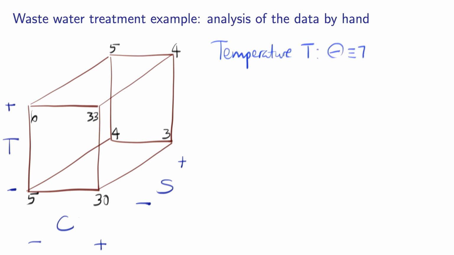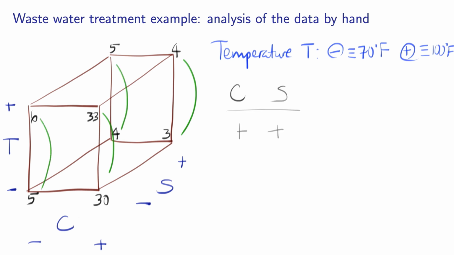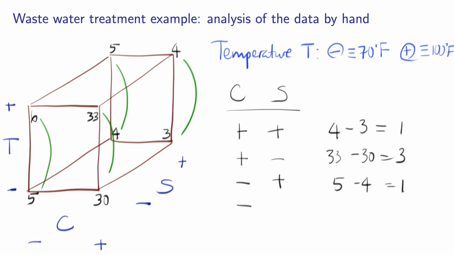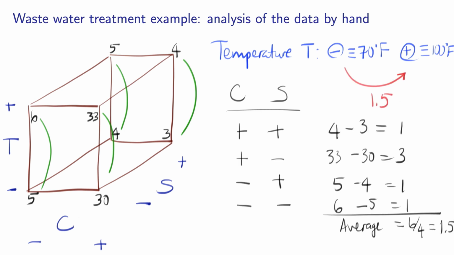When we examined the table earlier, we didn't really notice anything special about temperature, and we should be able to confirm that numerically. We have 4 estimates of the temperature effect along the vertical axes: 4 minus 3 here, 33 minus 30 up here, 5 minus 4 back there, and 6 minus 5 here up at the front. So on average, we get a value of 1.5 as our difference. Or if we report half of it, that's an effect of 0.75.